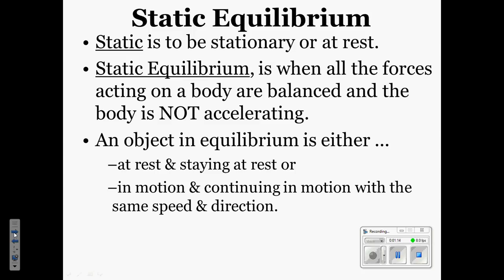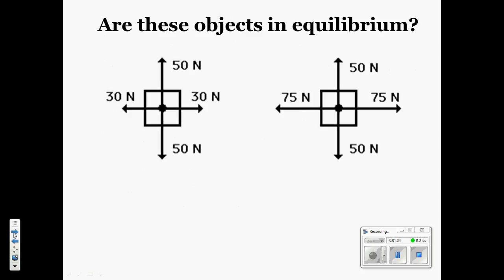So an object that is in equilibrium is going to be either at rest, which means it's staying at rest, or it may be in motion but moving at a constant velocity or speed. Okay, velocity includes direction. So let's look at these two figures. Are these objects in equilibrium?